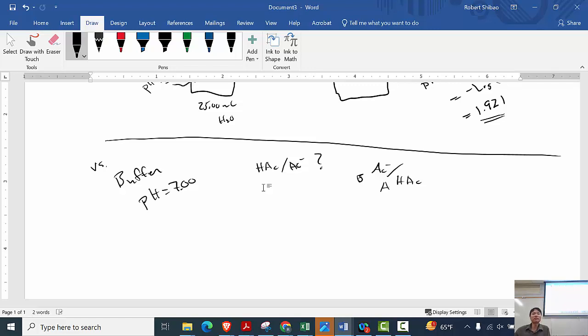So is this a viable buffer? Well, we had something called the optimum pH. Did I talk about the optimum pH? The optimum pH of a buffer is when we have a base to acid ratio of 1 to 1. That happens at what we call the half equivalence point of a titration. At the half equivalence point, what is the pH equal to? pH is equal to pKa.